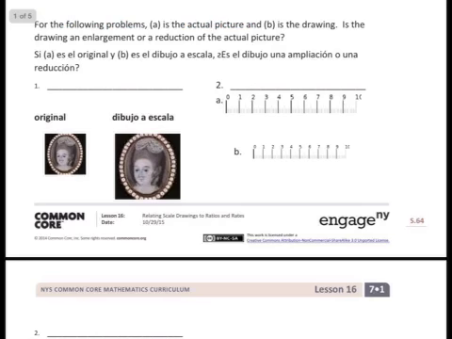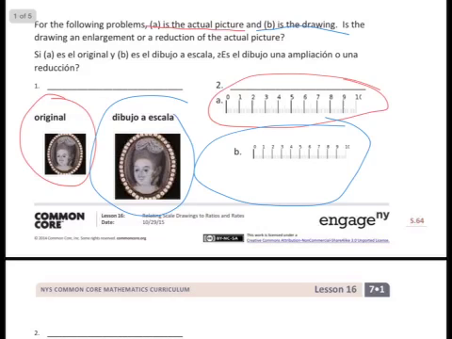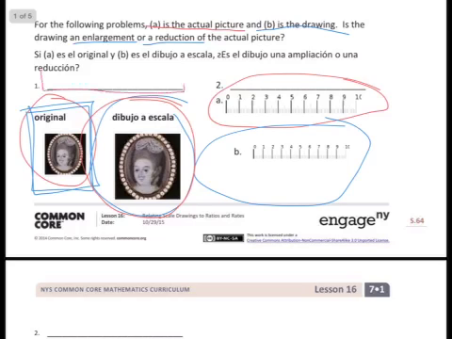For the following problems, A is the actual picture, and B is the drawing. Is the drawing an enlargement or a reduction of the actual picture for each example? So for number 1, we started out with an actual picture, and then we switched to this right here. So your job is to write on this line either enlargement or reduction. Is that an enlargement to go from here to here? Or is that a reduction to go from here to here?